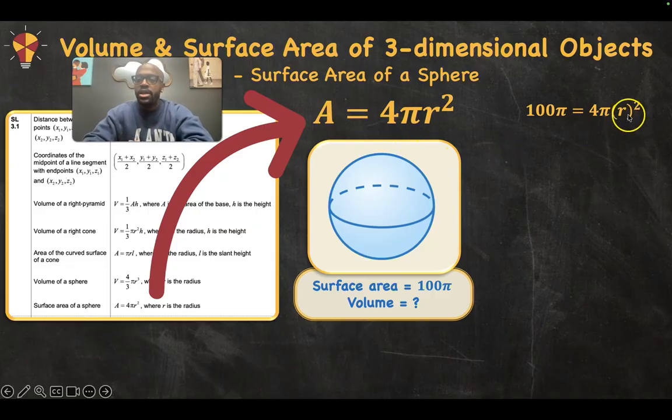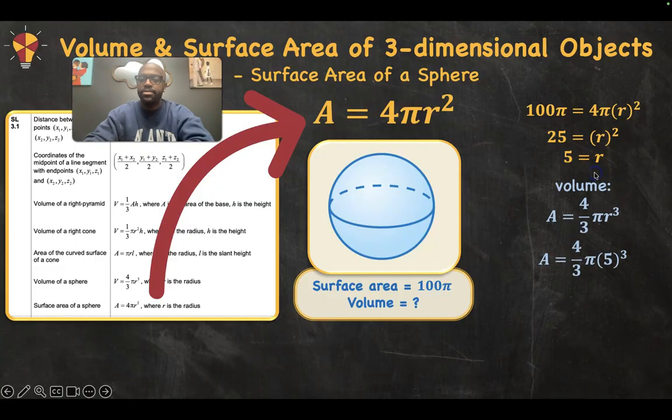So we're looking for r, so we got to isolate that. We only got one term, so we don't have to move another term away. Now we got to divide or multiply. 4 times pi times r squared. So we'll divide by 4 pi on both sides, and we'll get 25 equals r squared. Take the square root to get rid of the squared, and you get 5 equals r. So that's our radius. Now just plug it into the volume formula.